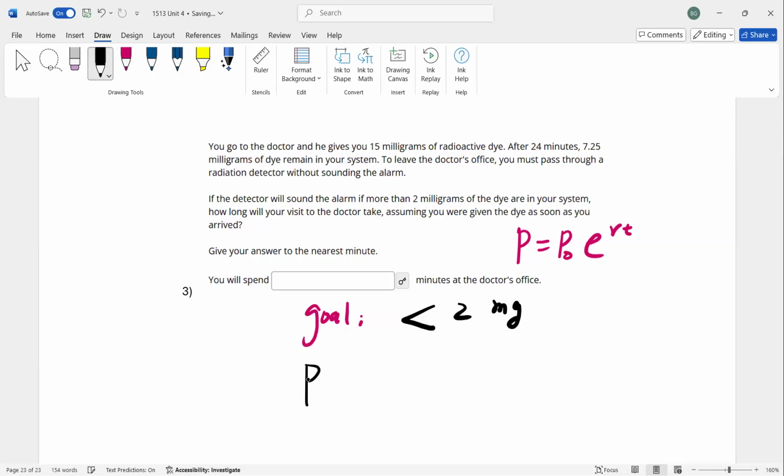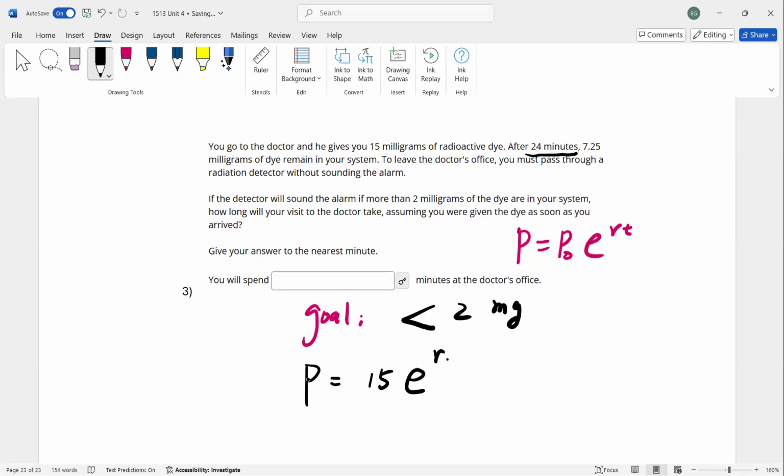So the P is, after the time you spend in the doctor's office, how many milligrams of the dye are in your system. Okay, so the initial value P sub 0, the doctor's office will give you 15 milligrams of the substance. Okay, and e to the power of rt.